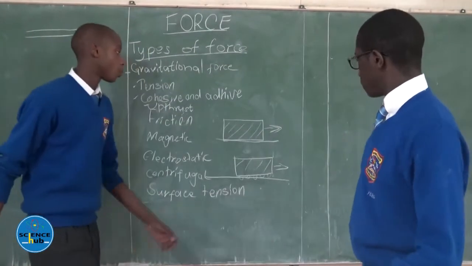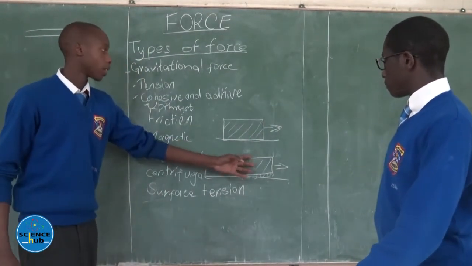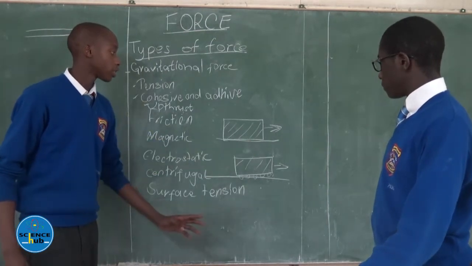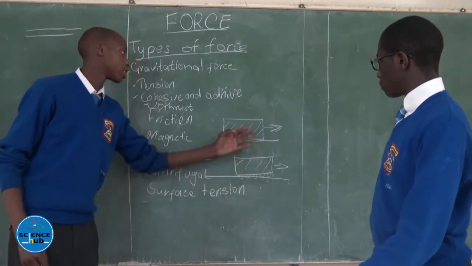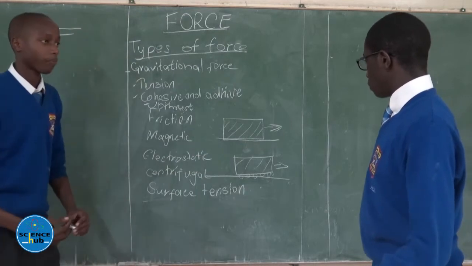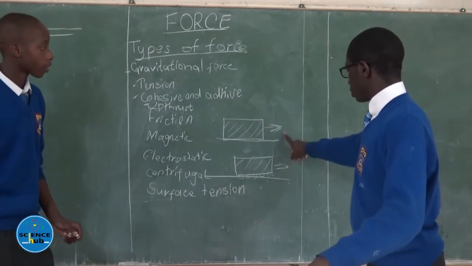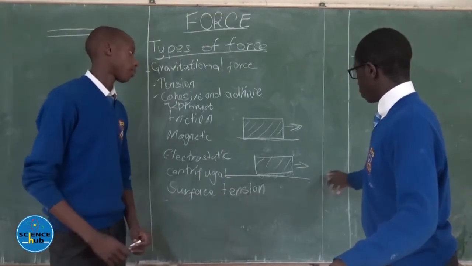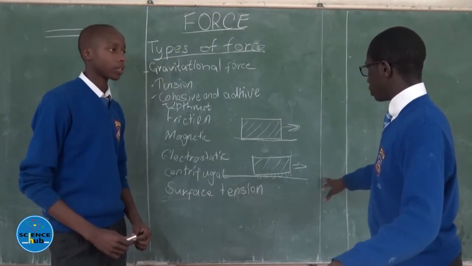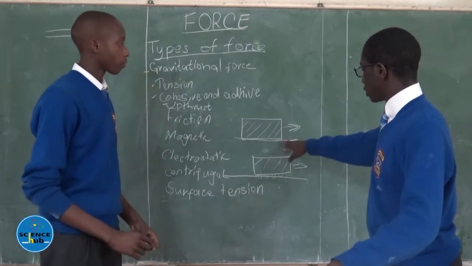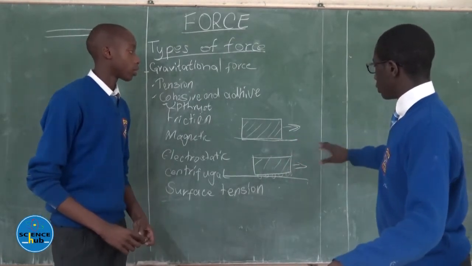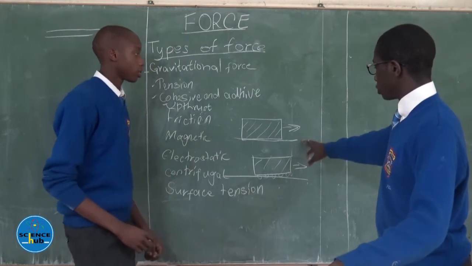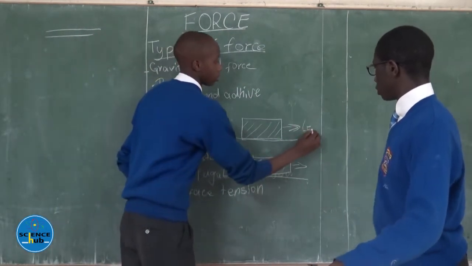Between these two, where can we say that friction is higher than the other? There's a rough surface, therefore the movement will be limited. And there is a smooth surface, then the movement will be more. So here there's less friction and here there's more friction.